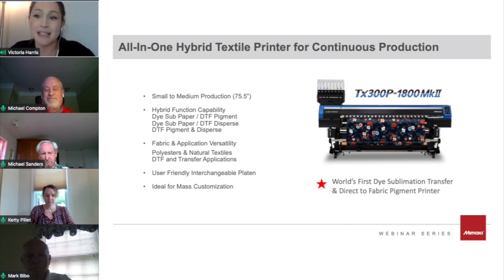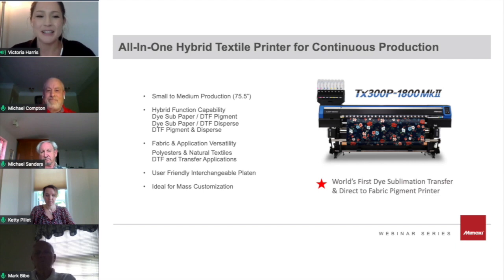So this is very ideal for somebody who's looking to print soft signage, flags, but then also banners, for instance. Its other hybrid functions would allow you to print direct to fabric with pigment inks and direct to fabric with disperse inks. And then the third function is the world's first printer that has this ability, and it can print direct to fabric with pigment inks and then direct to paper with dye sublimation transfer inks.